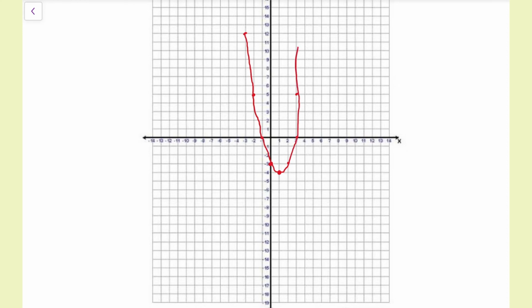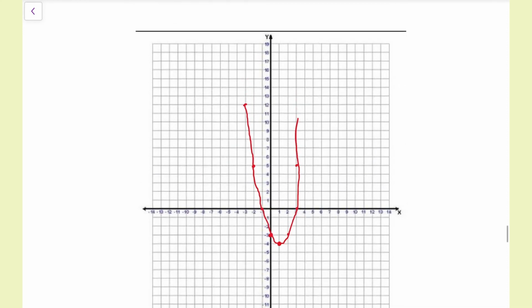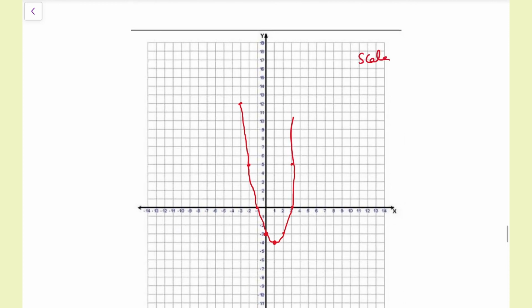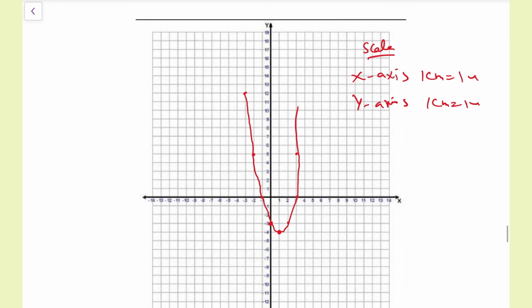That's it. So this is the graph and we need to write the scale. On x-axis 1 centimeter equals 1 unit. On y-axis 1 centimeter equals 1 unit. Now if you observe, this graph is touching the x-axis here at 3 and here at -1. So 3 and -1 are zeros of the given polynomial.